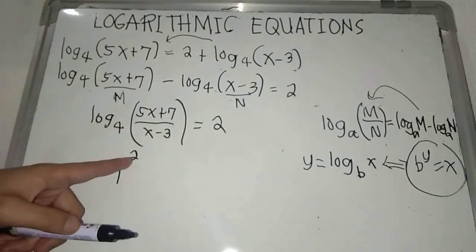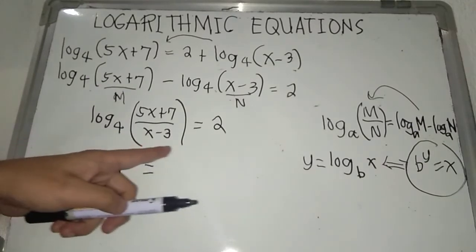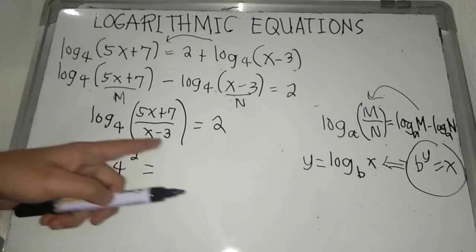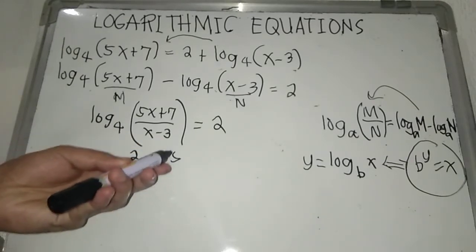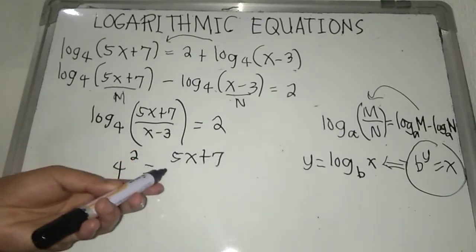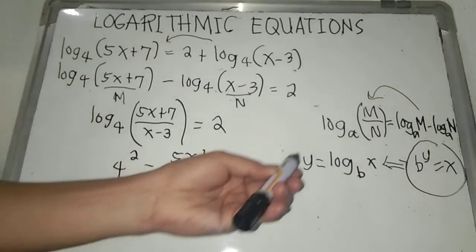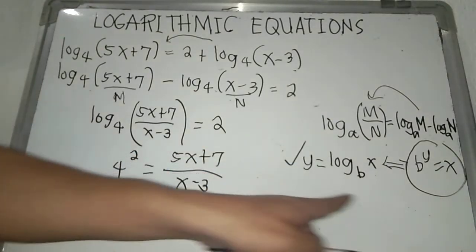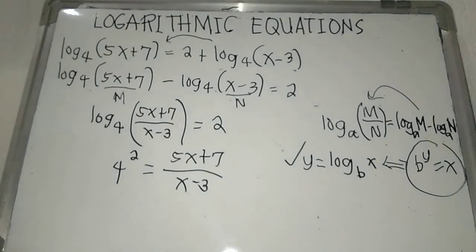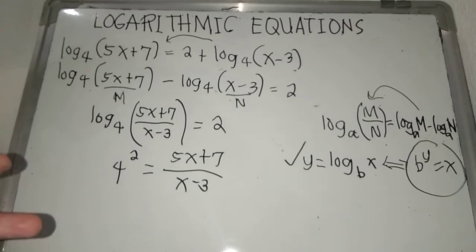So we have 4 to the 2, which is equal to this function inside the log expression. So we have 5x plus 7 over x minus 3. What is our basis? The definition of logarithm. That is the third step. What is the fourth step? We are going to simplify the exponential expression and solve for the variable.